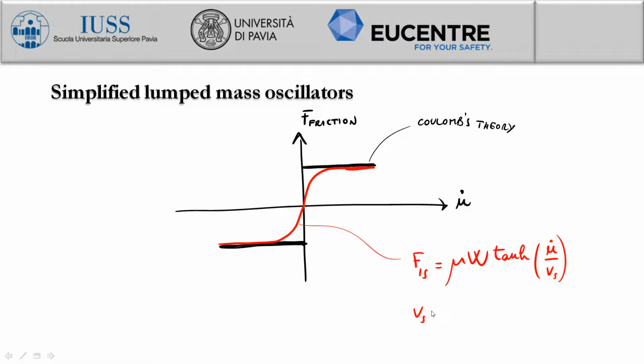But if you assume a much smaller value for Vs, this means that this formulation becomes exactly equal to the Coulomb's theory, so the sign function. Okay, so Vs generally can be assumed as 0.0075 meter per second. This is actually a velocity value. Okay, so let's see what happens.